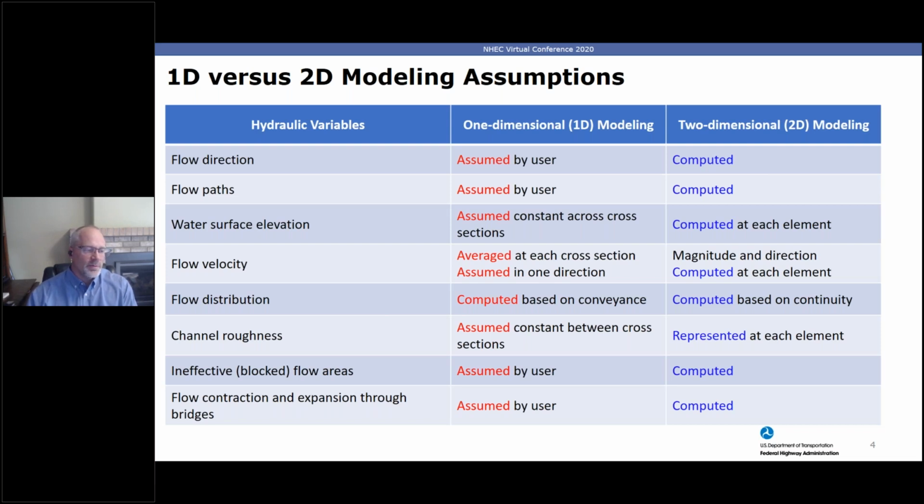But the key point of this table is really just to highlight how the need for so many simplifying assumptions, and I'd even say unknowns, is alleviated as we move into the use of 2D modeling. And so in the following slides, I'll highlight a few of these that probably have the most impact on floodway delineation within a 1D model.